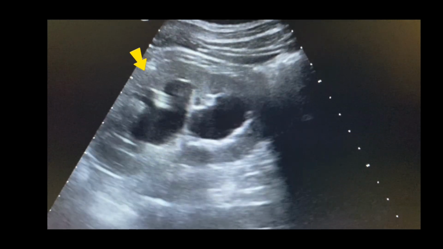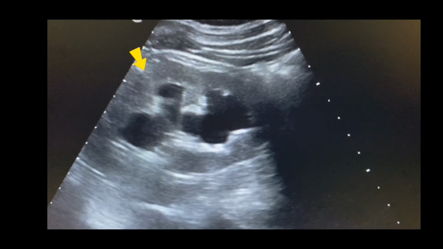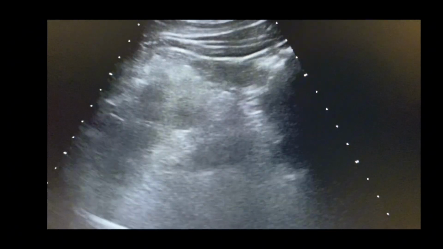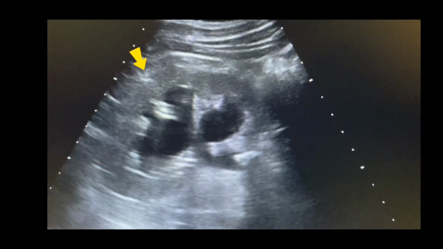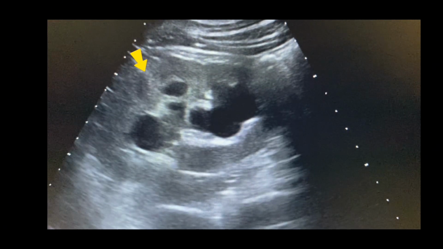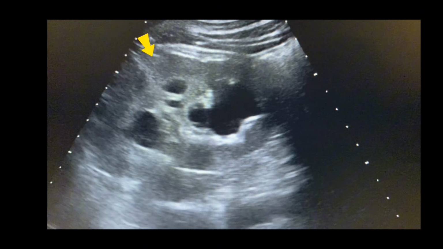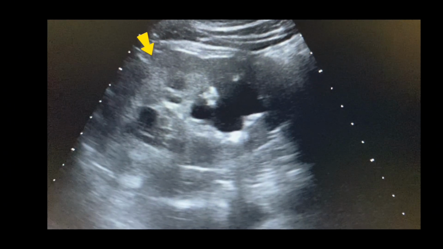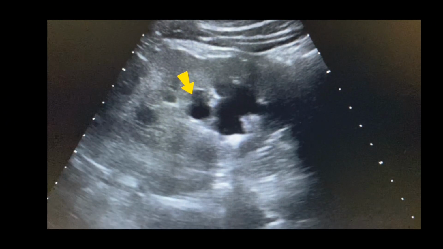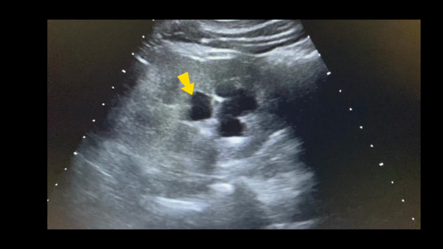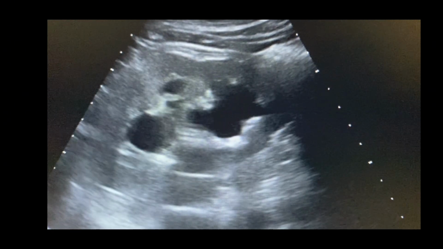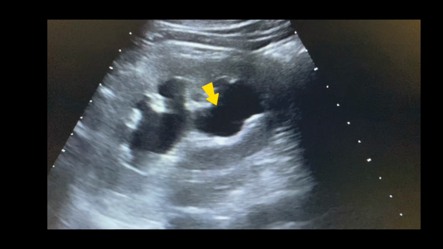Now we scan the left kidney. The left kidney is normal in size and the texture of cortex is normal with smooth outline. No mass lesion seen in the cortex, but the pelvis is moderately dilated. The pelvis contains fluid with no debris.